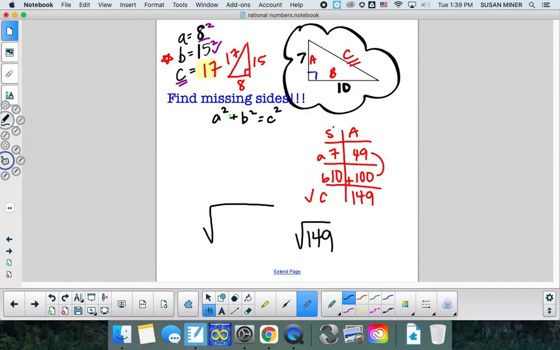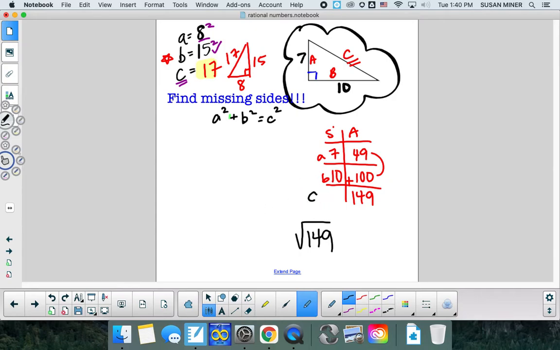So the factors of 149, what I want you to do is make sure to look at your cheat sheet. Okay, I hope you looked at your cheat sheet and found the factors of 149. It says prime. Oh, okay. Well, 149 can't be factored.